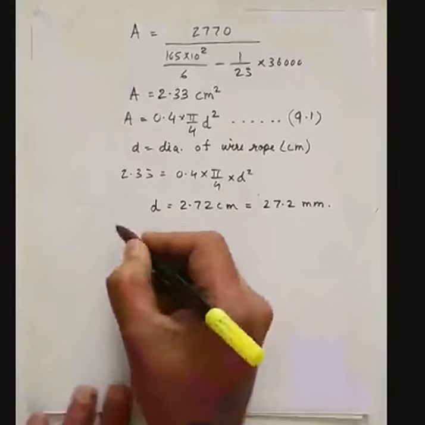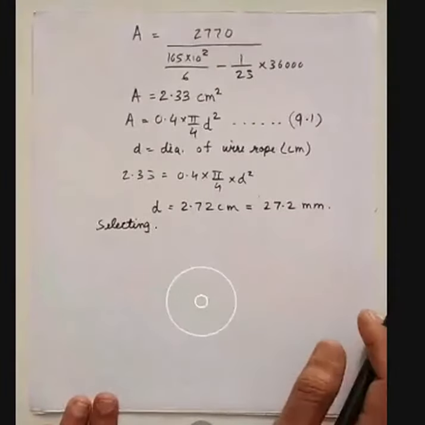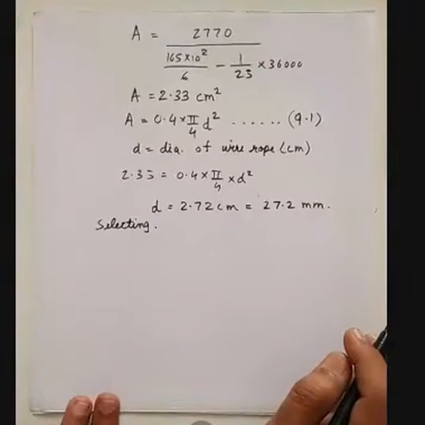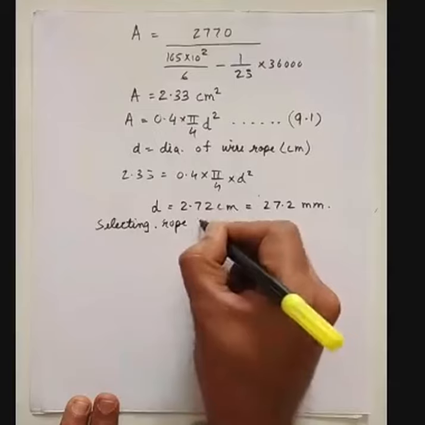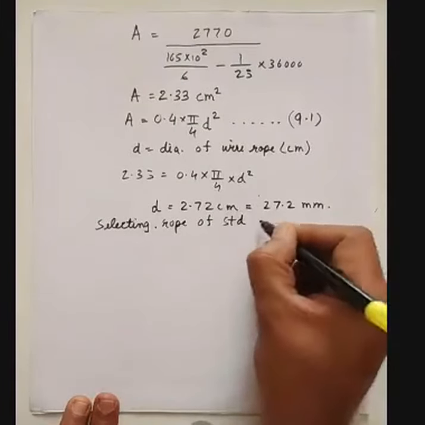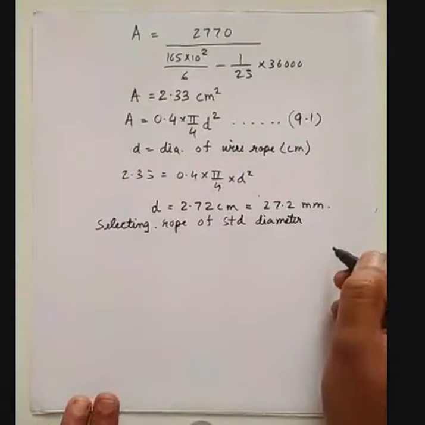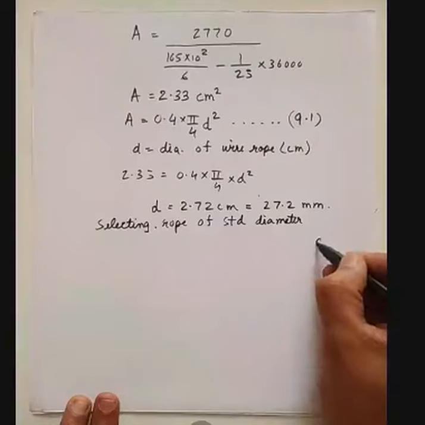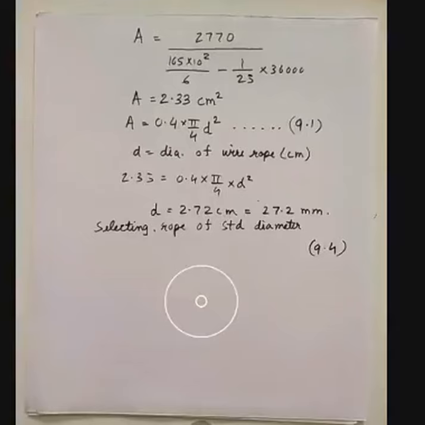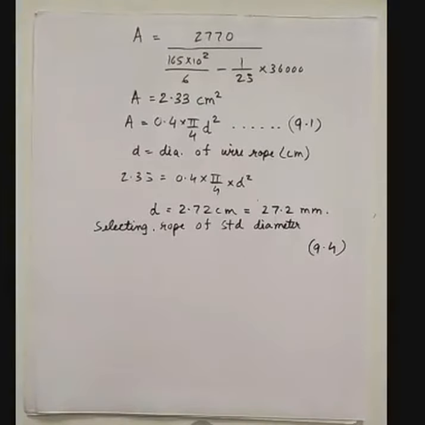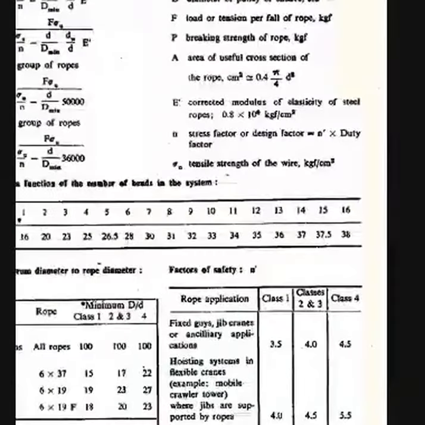We have to select a standard diameter. So, selecting the rope of standard diameter from PSG 9.4. Again, we'll go to PSG 9.4, from where we have taken once the strength of rope.